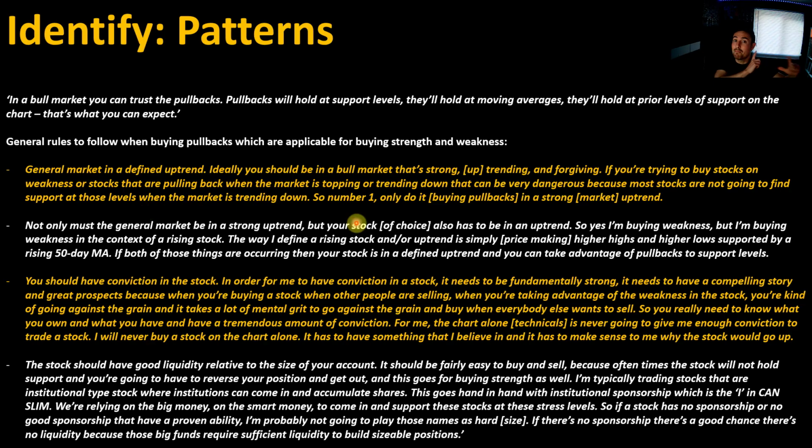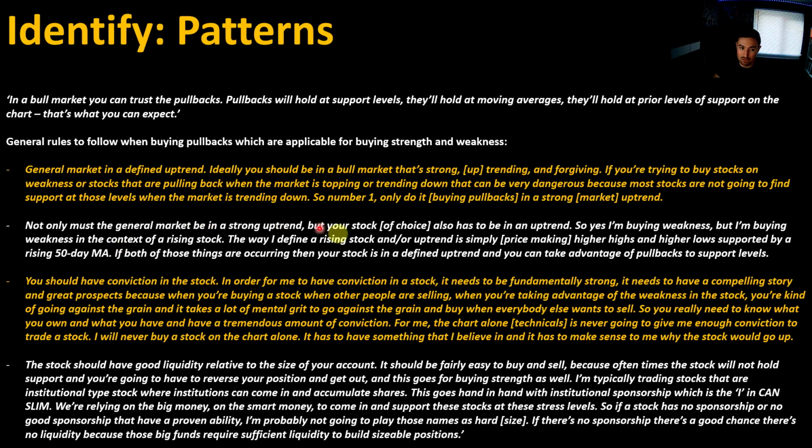So remember, we looked at that market environment chart, the red zones and the green zones. Think about the zones for a strategy like this, and which area, green or red zone, is it going to perform better in, i.e. when price is trending up, probably above all key moving averages, including the 20-week. So number 1, only buy pullbacks in a strong market uptrend. Not only must the general market be in a strong uptrend, but your stock of choice also has to be in an uptrend. So yes, I'm buying weakness in terms of buying the pullbacks, but I'm buying weakness in the context of a rising stock.